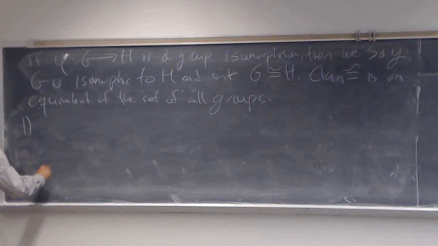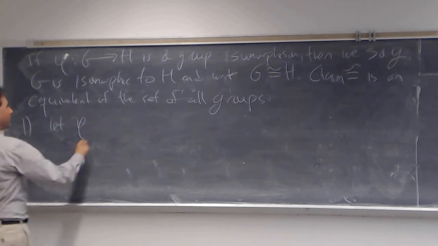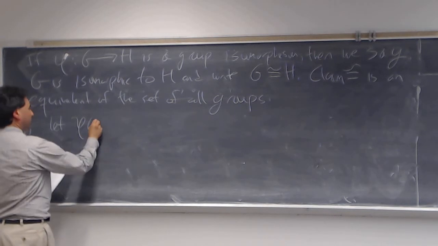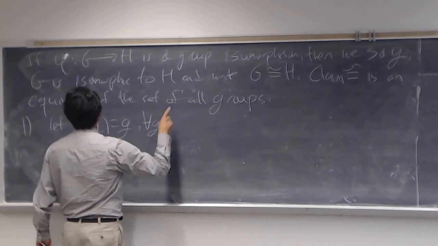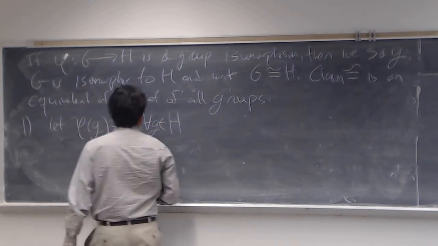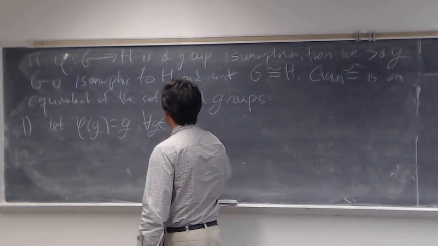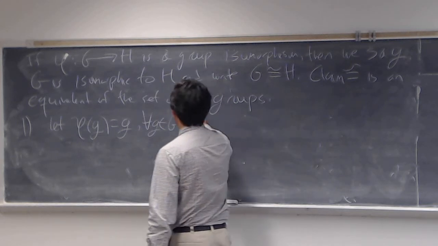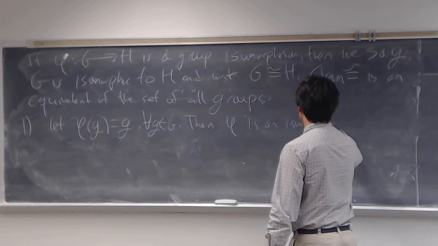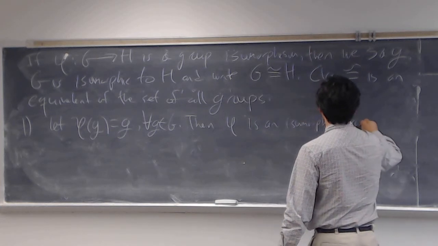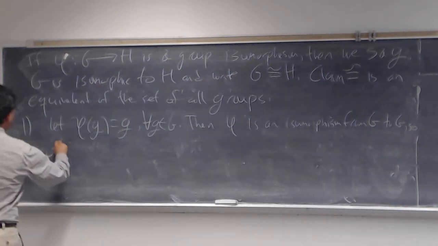So the first thing is reflexive. Let phi of g equal g for all g in G. Then phi is an isomorphism from G to G, so G is isomorphic to itself.